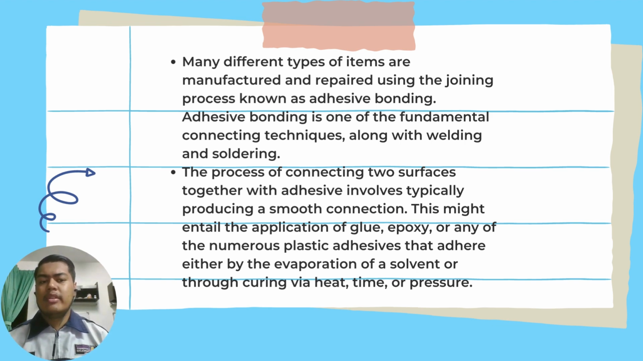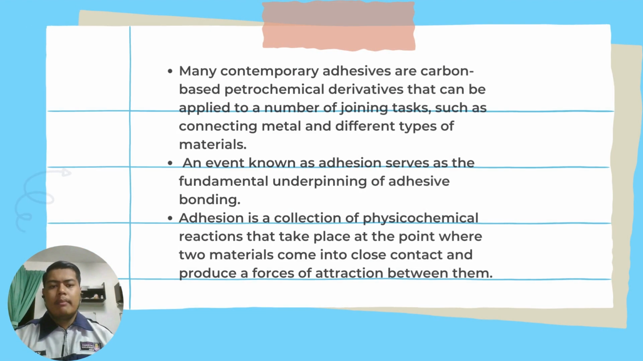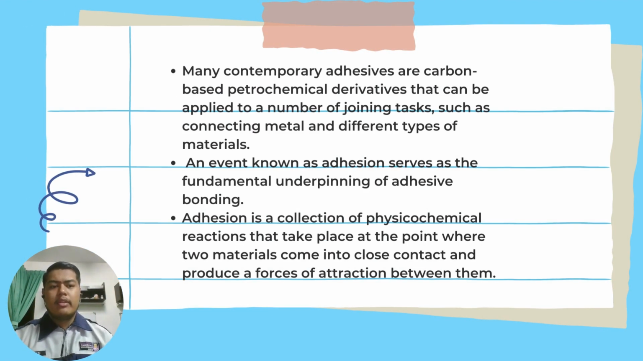With the use of new self-curing adhesives, joints that were previously somewhat weak due to the usage of glues are now nearly as strong as the original materials. Because of this, gluing is currently the method of joining for many applications, especially when the connection won't be subjected to intense heat or weather. Many contemporary adhesives are carbon-based petrochemical derivatives that can be applied to a number of joining tasks, such as connecting metal and different types of materials. This kind of glue forms the binding through direct touch or a third surface, like adhesive tape.